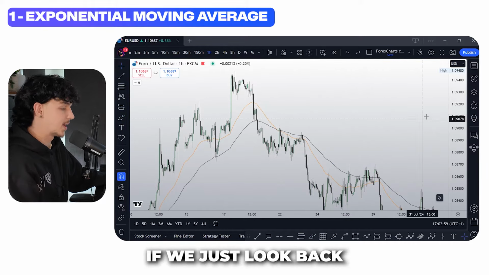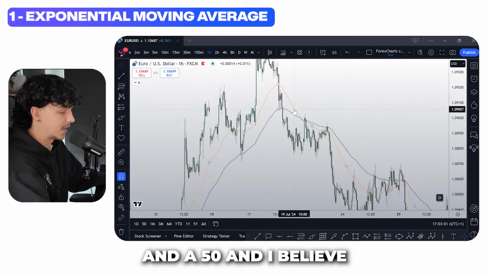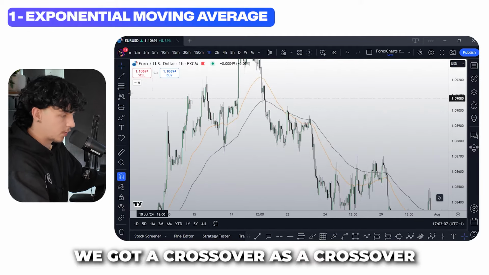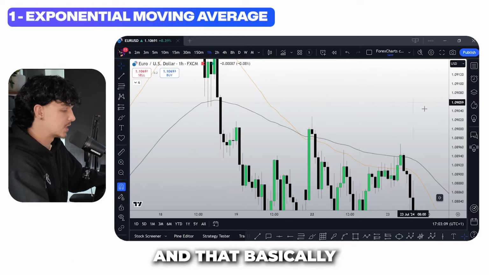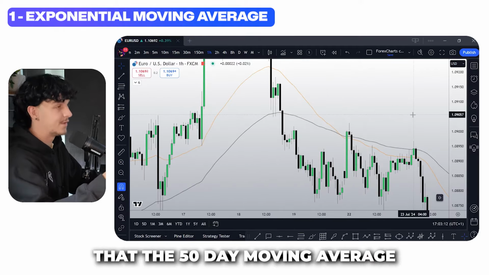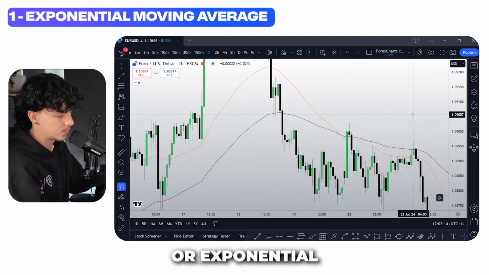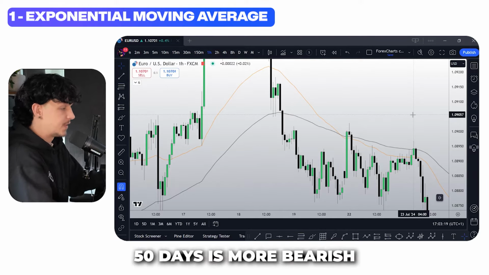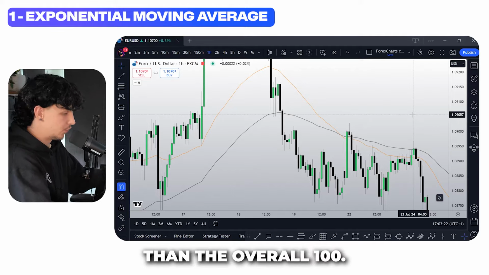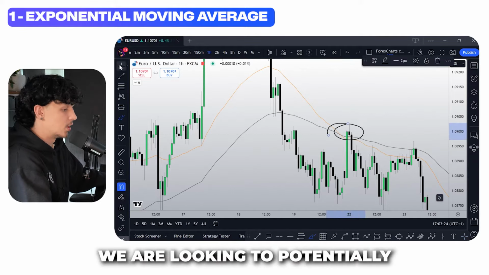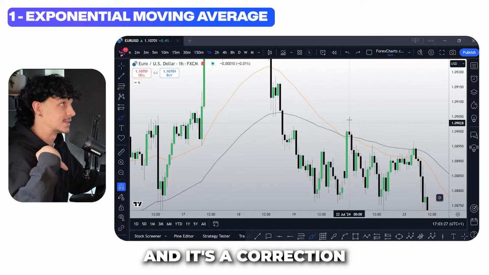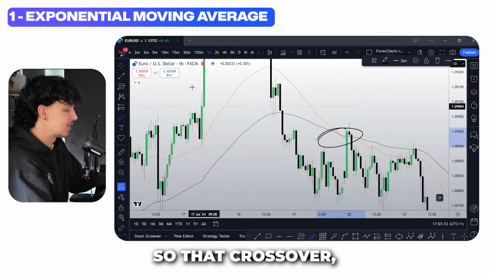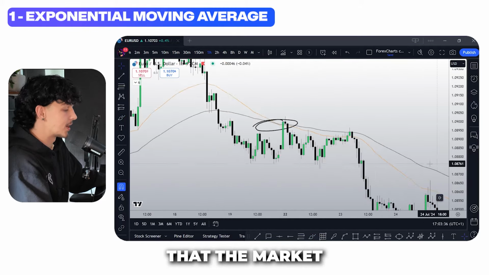But if we look back, and we have a 100 and a 50 EMA, I believe, let me just double check. Yeah, 50 and 100. You can see here we got a cross, so that's a crossover on a moving average, and that basically is telling us that the 50 exponential moving average has caught back up with the 100 exponential moving average. So the 50 is more bearish than the overall 100, so it's telling us that short term we are looking to potentially have a sell-off, a correction from the further out continuation play. So that crossover there is a good indication that the market might have a retracement.